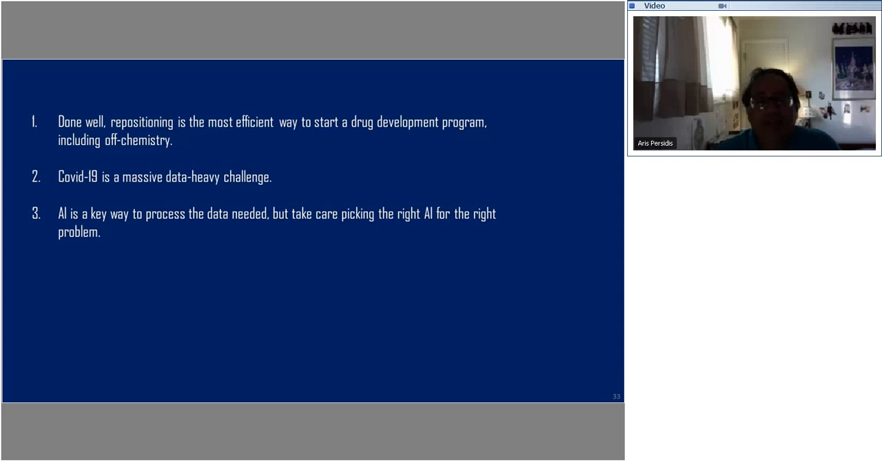COVID-19 is a massive challenge because it's so data heavy, because it affects everything. But at the end of the day, we can only do this with AI, as we all agree, but not all AIs or not all techniques are appropriate. We had to invent a new technique to attack this. Machine learning is fantastic. We use it as well. But I challenge all of us to think whether it's a hammer and a nail.